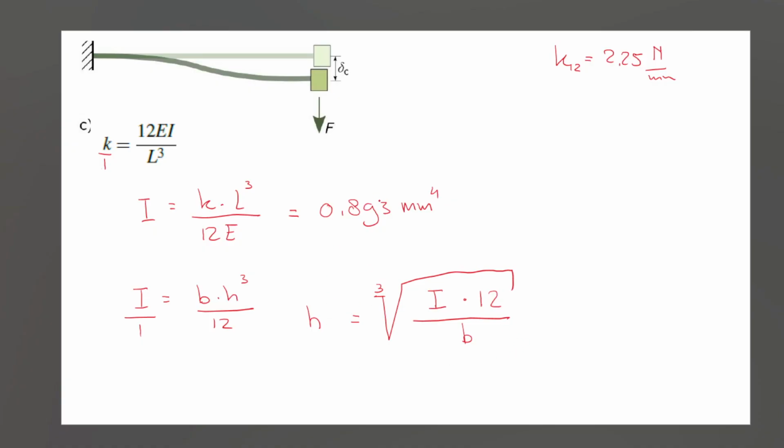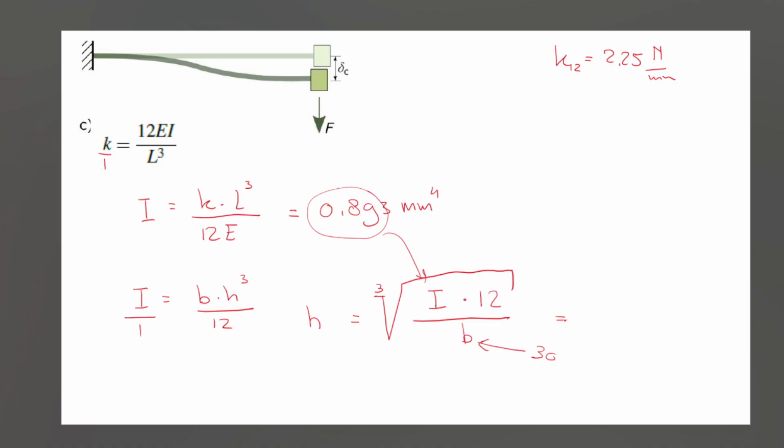Now I know I because I've calculated over here. I plug it in into my formula. I know b, which is 30. So we can plug everything in. And let's see what we get then. It is the third square root.